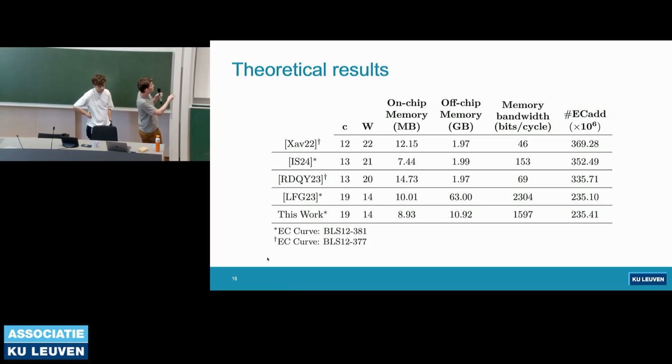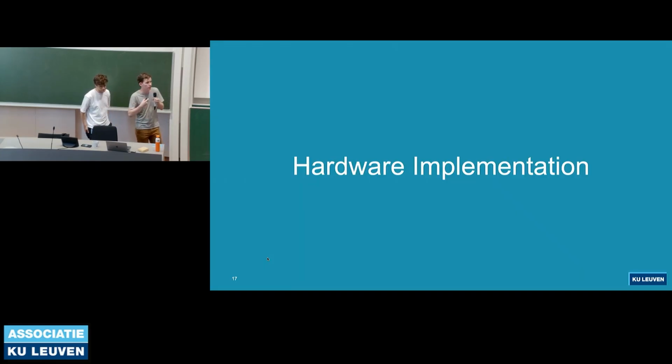This one other paper here, the LFG23, is a CPU paper that also achieved a window size of 19 bits, but the optimizations that they suggest require way more off-chip memory, so we cannot put all of the pre-computed points in DRAM anymore, so therefore we needed to look at other optimizations. This was the more theoretical perspective. Now we will look at some hardware aspects of the implementation.